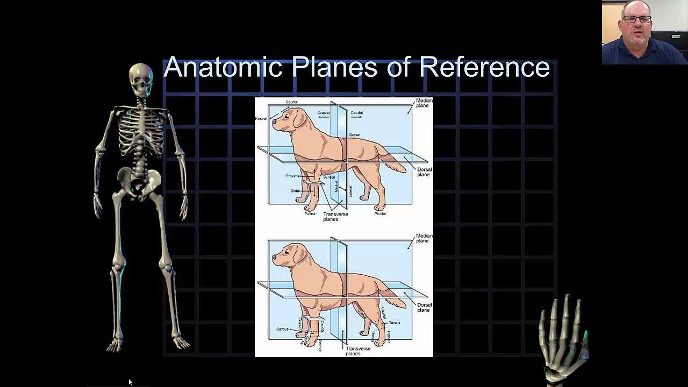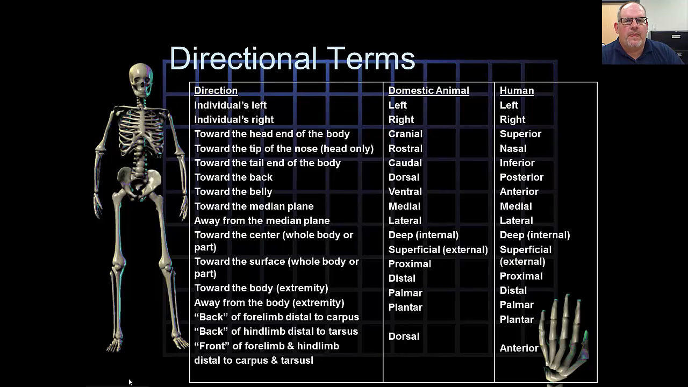So sometimes we will use some of these planes on limbs to describe specific areas. We have a whole bunch of directional terms that's very important to know. There's a whole list of them here. We're going to go through them really quick.